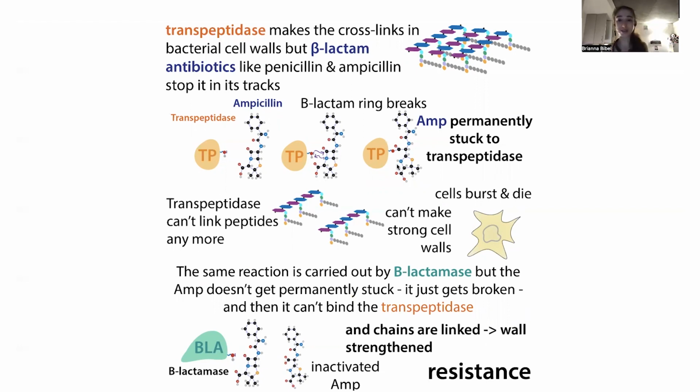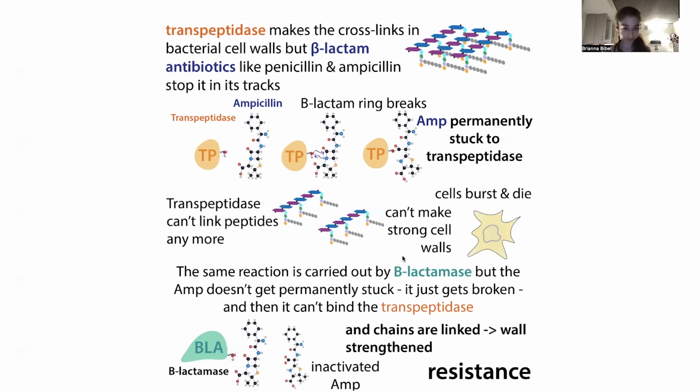When it links cell chains together normally, it's a temporary linkage. But with these antibiotics, it gets permanently stuck to this enzyme, the transpeptidase, and then the cell can't make strong walls, and so the cells can burst and die.